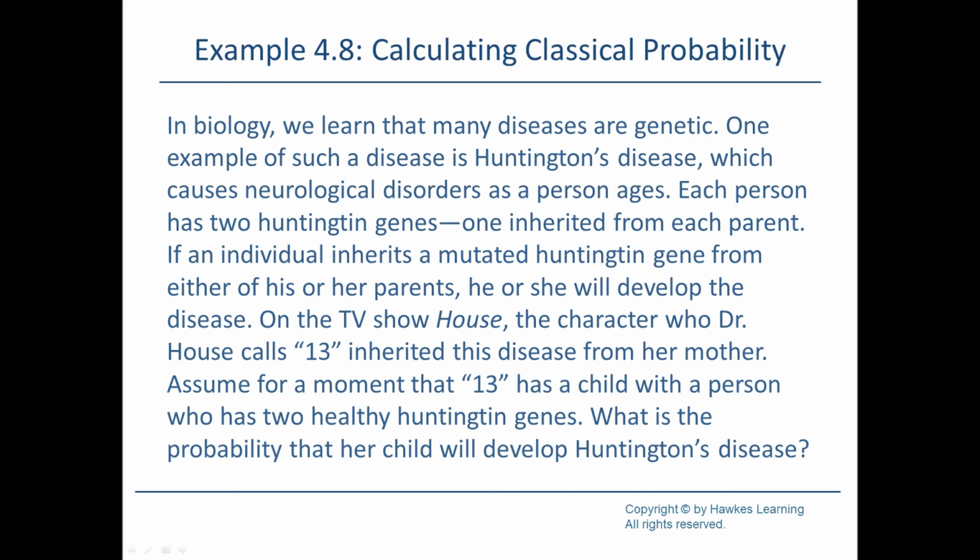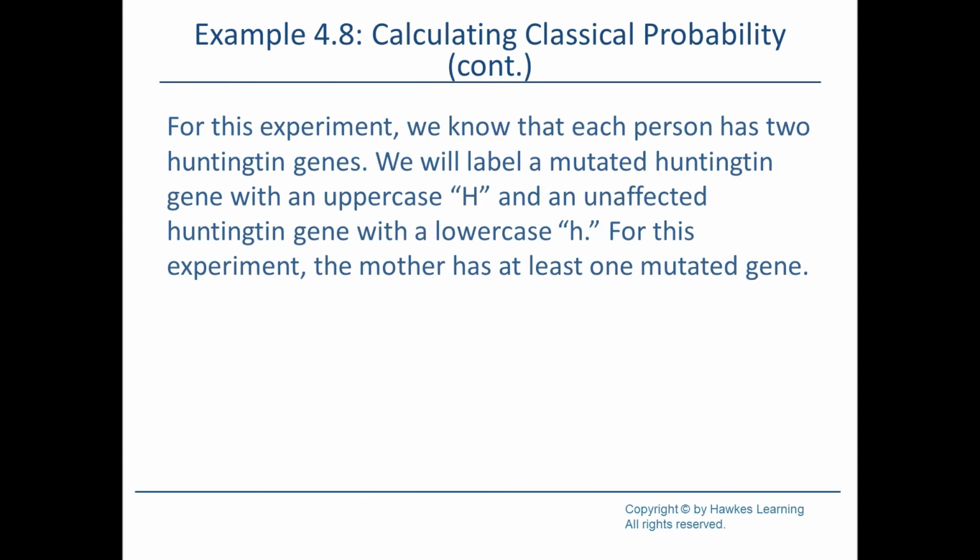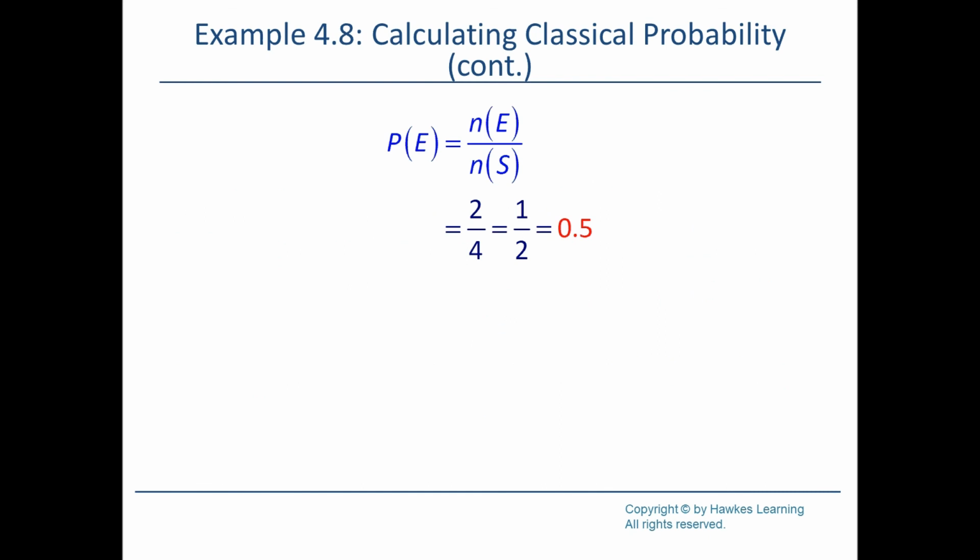On the TV show House, the character who Dr. House calls 13 inherited the disease from her mother. So if 13 has a child with a person who has 2 healthy Huntington genes, what's the probability your child will develop Huntington's? Quite simply, the answer is going to be 1/2. Because the child is going to get a good gene from the father, and a bad gene from her, 50%.